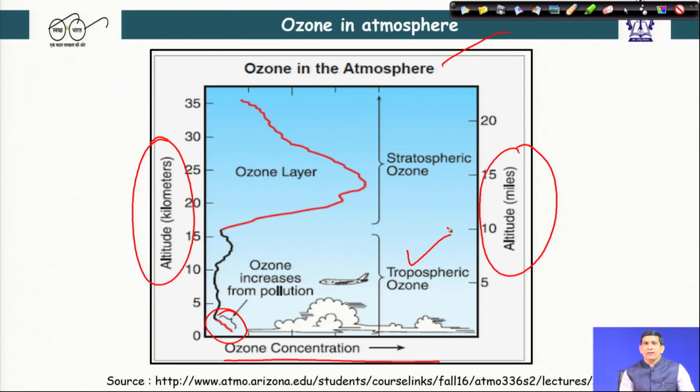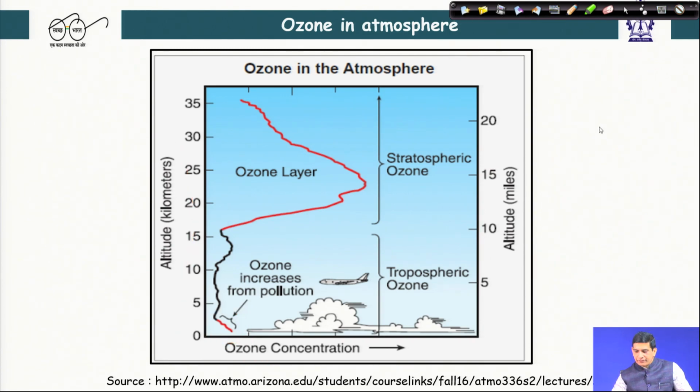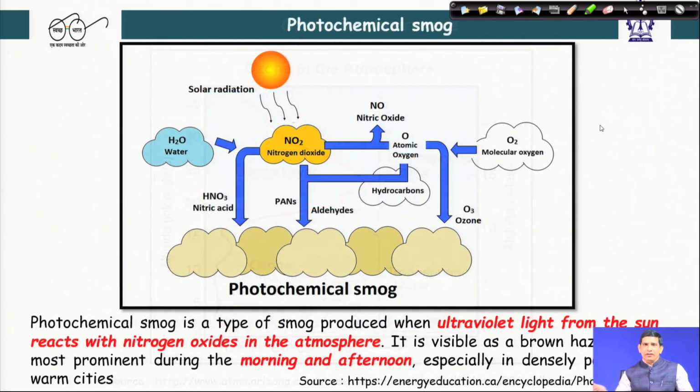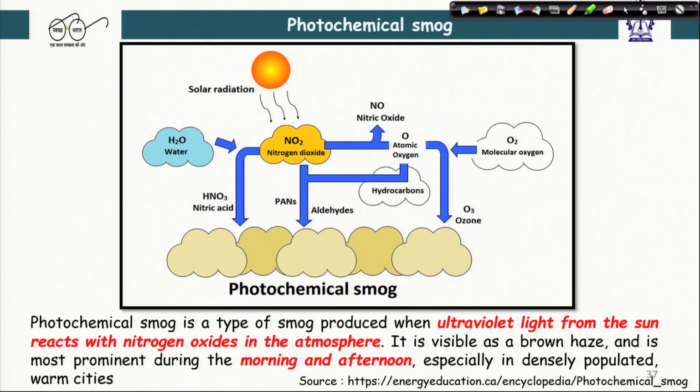And in the stratospheric ozone, we want the ozone to be there because it prevents the UV light from the sun from reaching us. So we need a high ozone layer in the stratosphere. We need it in that particular zone. That's important.